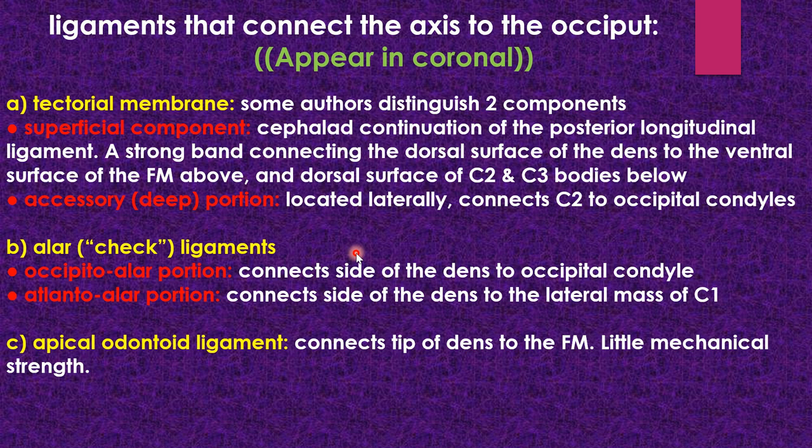The other ligaments appear more clearly in the coronal section. The ligaments that connect the axis, the second cervical vertebra, to the occiput are the tectorial membrane with its superficial and deep parts, and the alar ligaments. The alar ligament has two parts: the occipito-alar portion, which we are discussing here, and the atlanto-alar portion, which connects C1 to C2. And the apical odontoid ligament.